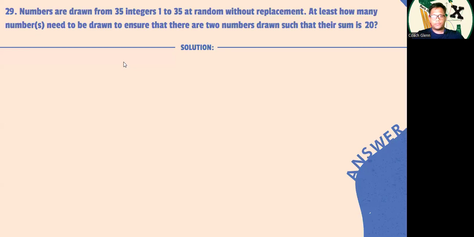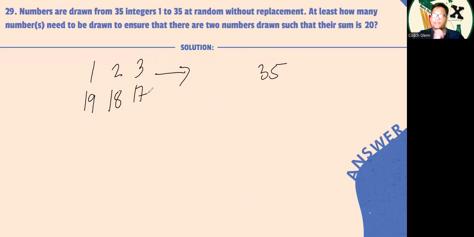Numbers are drawn from 35 integers, 1 to 35, at random without replacement. At least how many numbers are needed to be drawn to ensure that there are 2 numbers whose sum is 20? Okay, so we have 1 to 35. What do we pair with 1 to make 20? That should be 1 paired with 19. For 2, it should be paired with 18. 3 should be paired with 17.